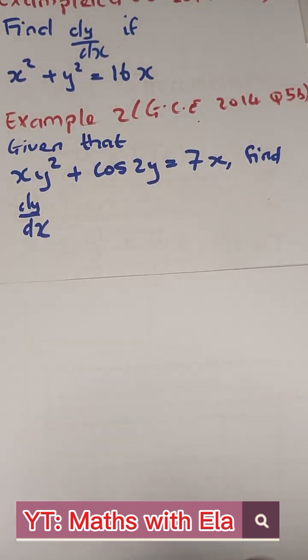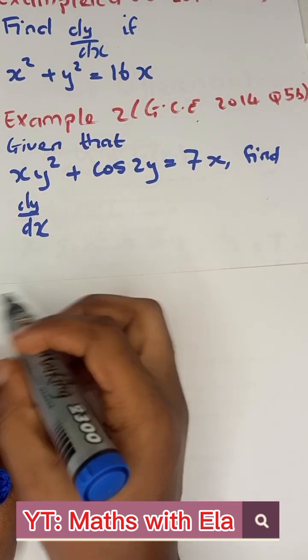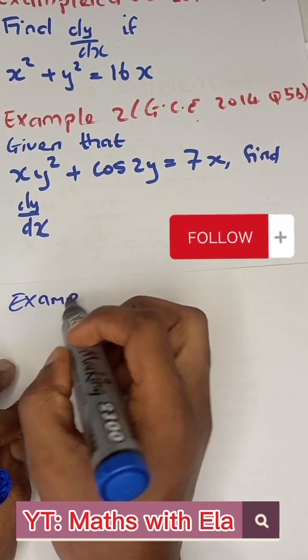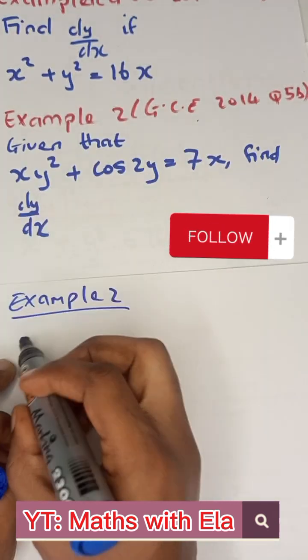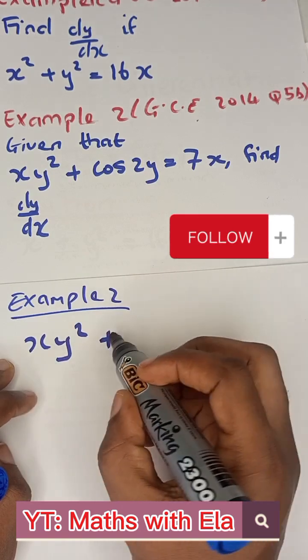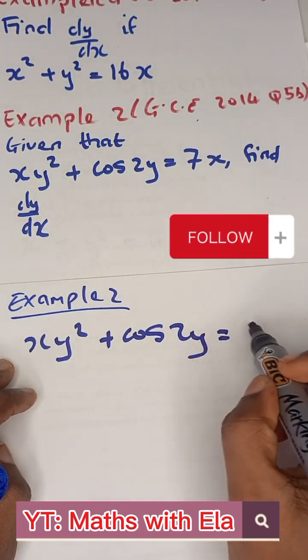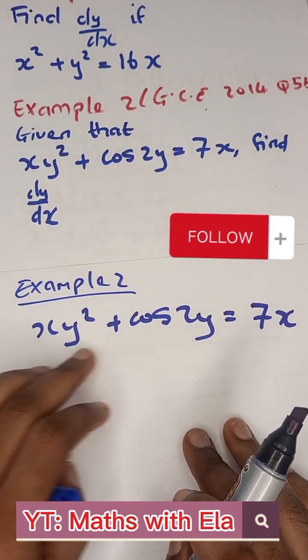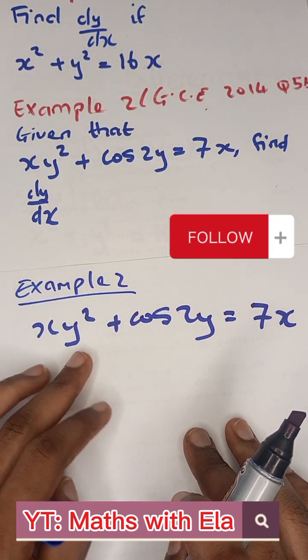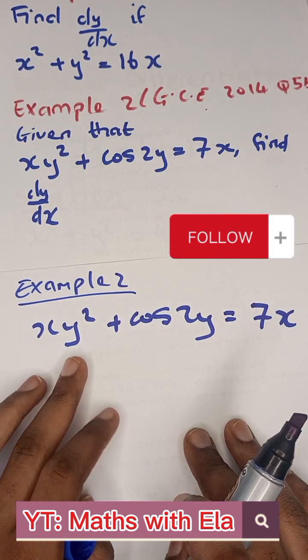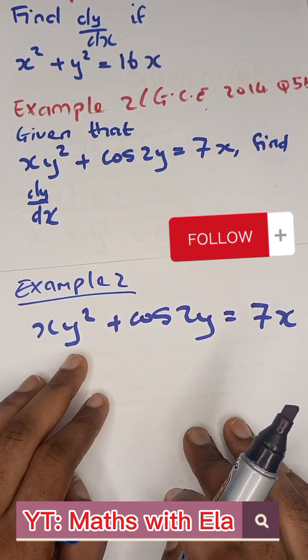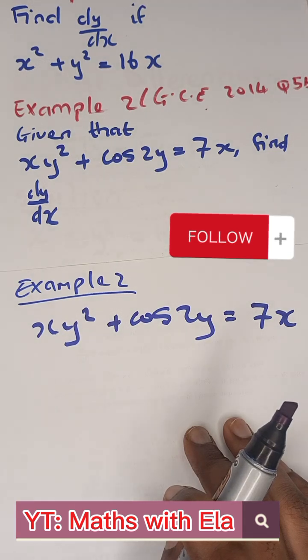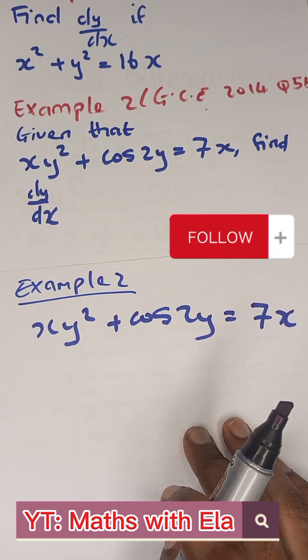Application of implicit differentiation. So the next one, the second example, we have xy squared plus cos 2y is equal to 7x. Now the first term here is a product, so we are going to be applying product rule, and because we have the y term here, and we are differentiating with respect to x, we are going to apply chain rule, and that will mean we'll have dy by dx attached to that term whenever we're differentiating y.